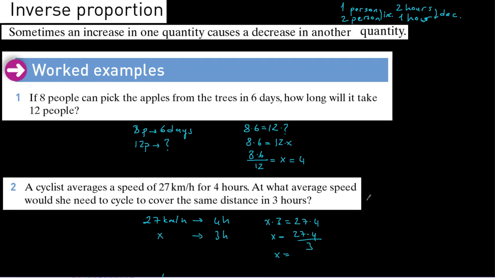27 times 4 is equal to 108, and 108 over 3 we can do, but also here we can do it in this form. Here I can simplify, this is going to be 9 and this is going to be 1. That's why this is going to be equal to 9 times 4, which is 36. It has to be. Okay.